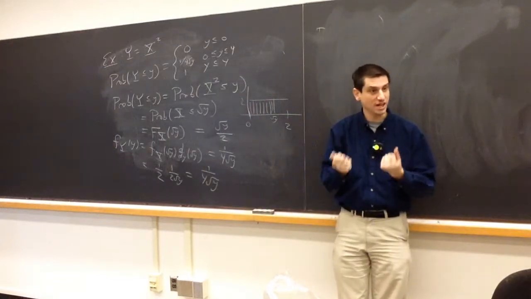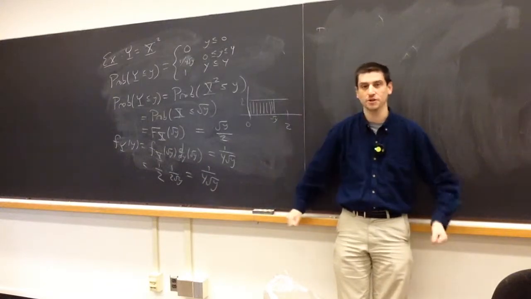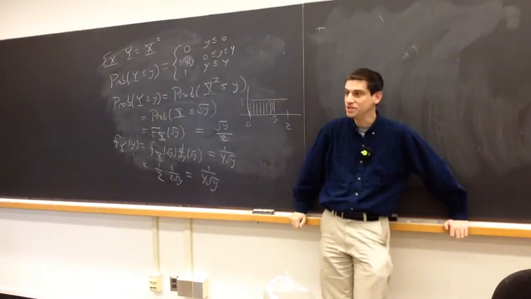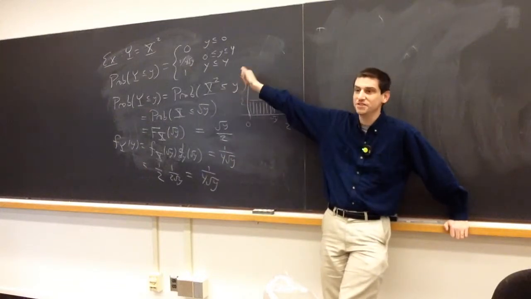I start off with a really nice uniform random variable. I'm just squaring it, and I'm asking what's the density of x squared, and it's going off to infinity. As soon as you see an infinity, you should be a little bit worried. What can we do to check and see if this is reasonable?